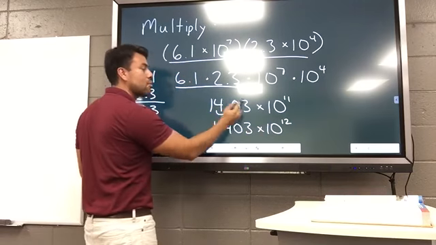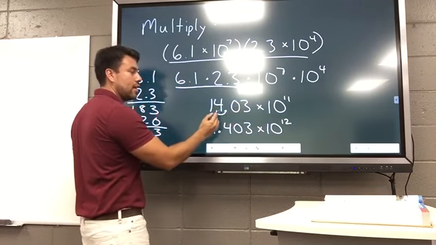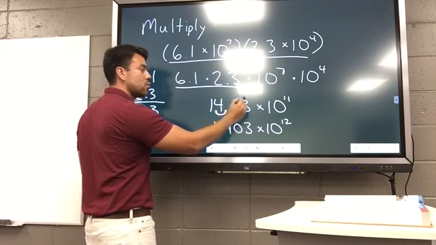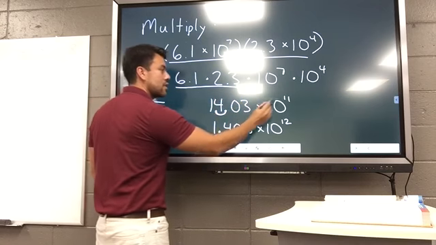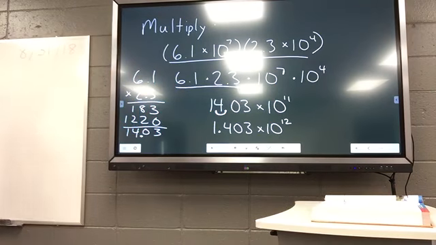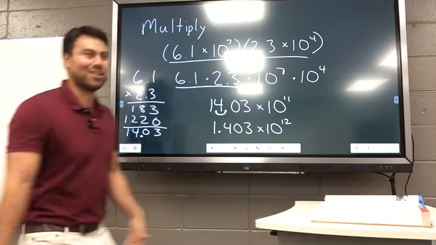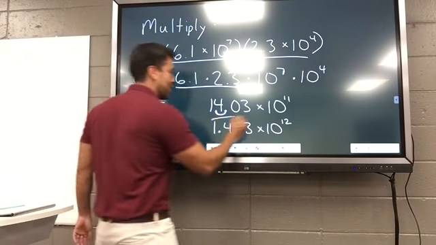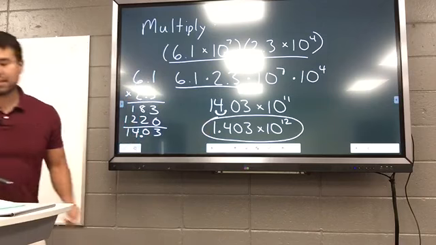This number right here, 14.03, I got to move it, right? I got to move it back 1. And this number was bigger than 1, so this goes up. Up 1, because I moved it once, goes up once. If I move it 3 times, how many times do I move it up? 3. Sorry, not a trick question on that one. Okay, this is my final answer for that scientific notation.